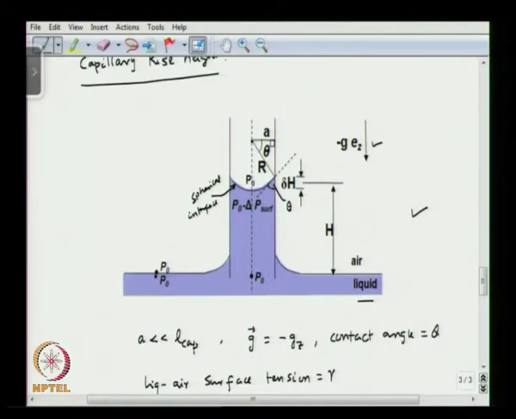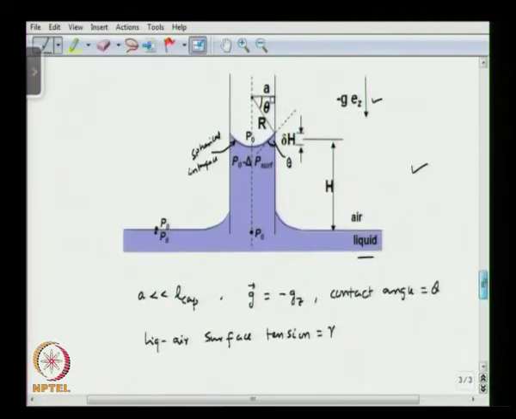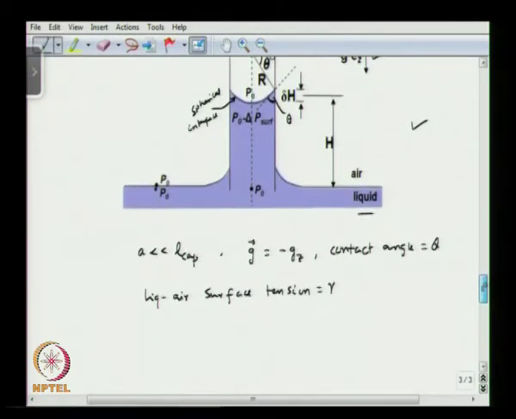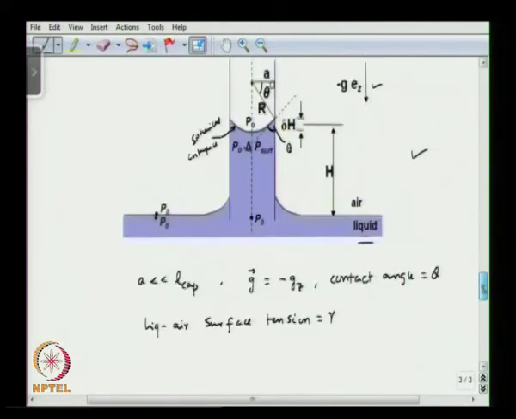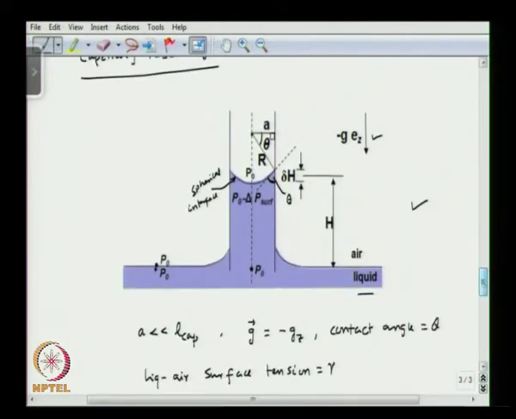So, if you use geometry, then this angle will be the same as the contact angle, which is theta, okay. So, by geometry we can look at cos theta. Here you can write cos theta will be equal to A over R, right. So, R will be A over cos theta, right.